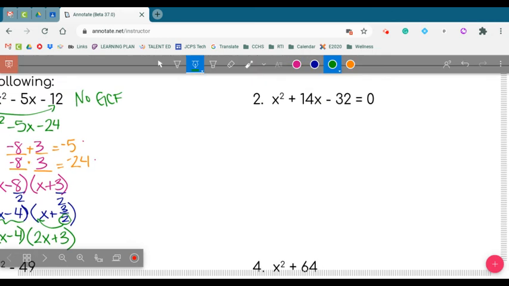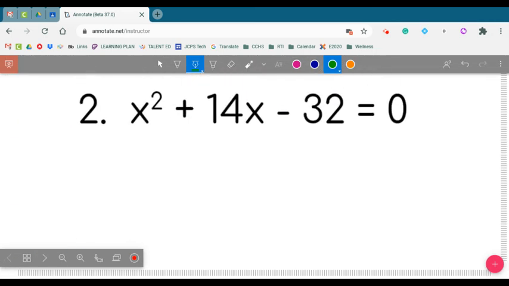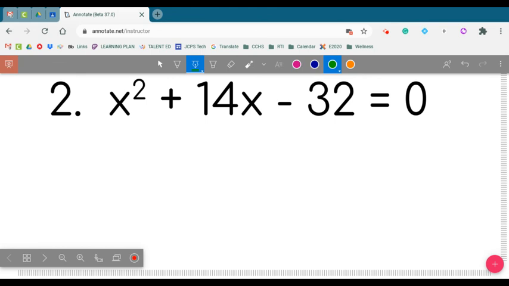Okay, let's go on to the next problem. I have x squared plus 14x minus 32. Is there a GCF? Well, there's no coefficient in front of x besides 1. It's most likely not. Is there an x in every single term? No. So I want you to think, so now my a value is 1, because this number right in front of x is 1, so I can just do my factoring.